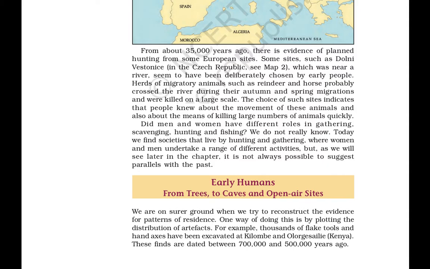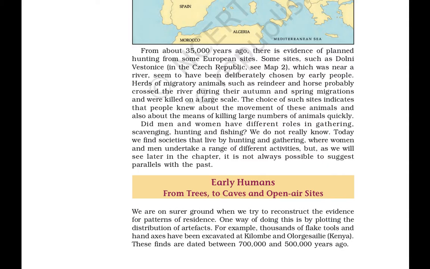Some sites, such as Dolní Věstonice in the Czech Republic, which was near a river, seem to have been deliberately chosen by early people. Herds of migratory animals such as reindeer and horse probably crossed the river during their autumn and spring migrations and were killed on a large scale. The choice of such sites indicates that people knew about the movement of these animals and also about the means of killing large numbers of animals quickly.